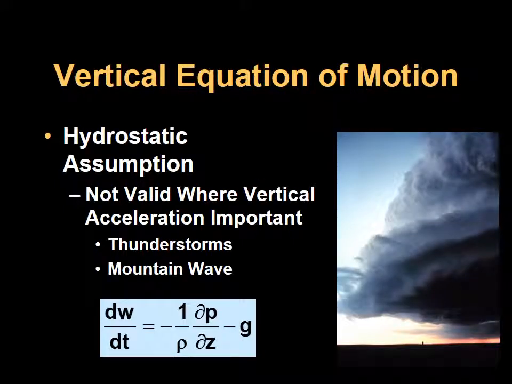Sometimes the hydrostatic assumption breaks down. Wherever you have big accelerations, then the atmosphere is non-hydrostatic. And some places where you have big accelerations are in thunderstorms and also in mountain waves.